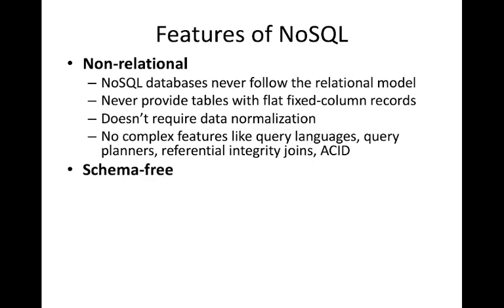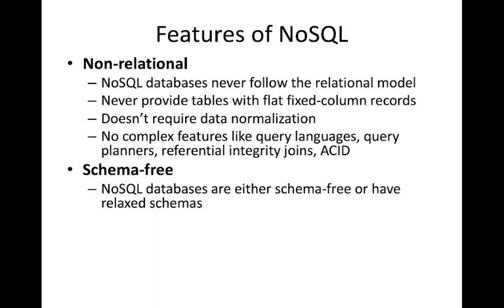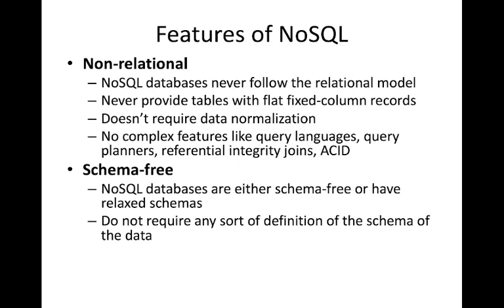Then it is schema free. NoSQL databases are either schema free or have relaxed schemas. There may be some schemas, but in some cases there won't be any schema at all. Schema means the table definition. In relational database, we have to define that schema: what attributes are there, what the size of each attribute is. Everything should be fixed. Here there is no such fixed thing, and we do not require any definition of the schema of the data.